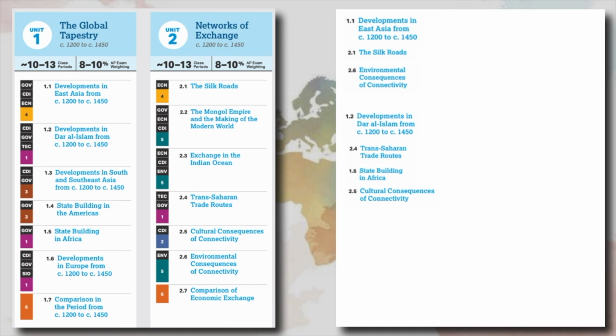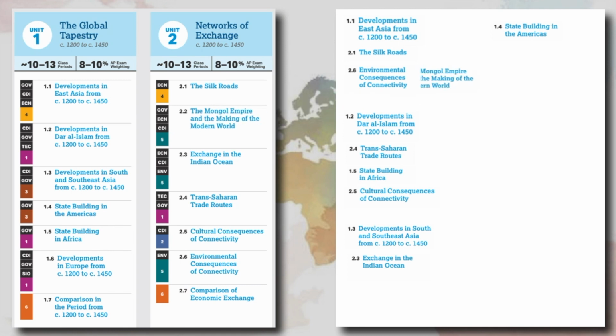Same thing with Topic 1.3. I mean, how can you talk about developments in South and Southeast Asia without talking about exchanges in the Indian Ocean? Then state building in the Americas, that's basically a comparison between the Aztec, Inca, and Maya. And then the Mongols. Now, remember, there's not just one way to do this. In teaching the Mongols, I'll probably revisit the Silk Roads because the Mongols reconstitute the Silk Roads in their empire. And across the Silk Roads, they also spread disease pathogens.